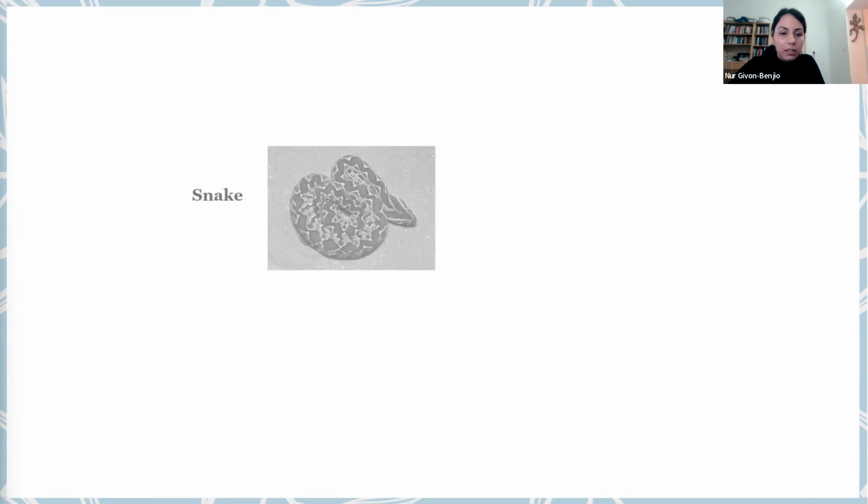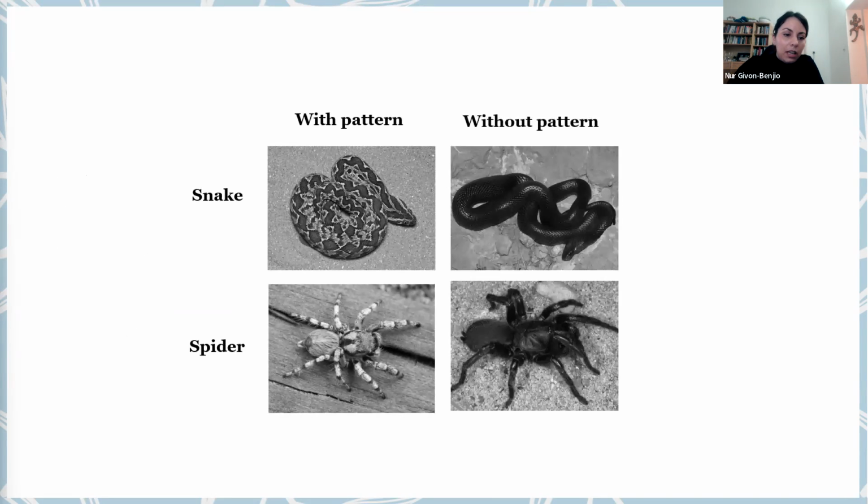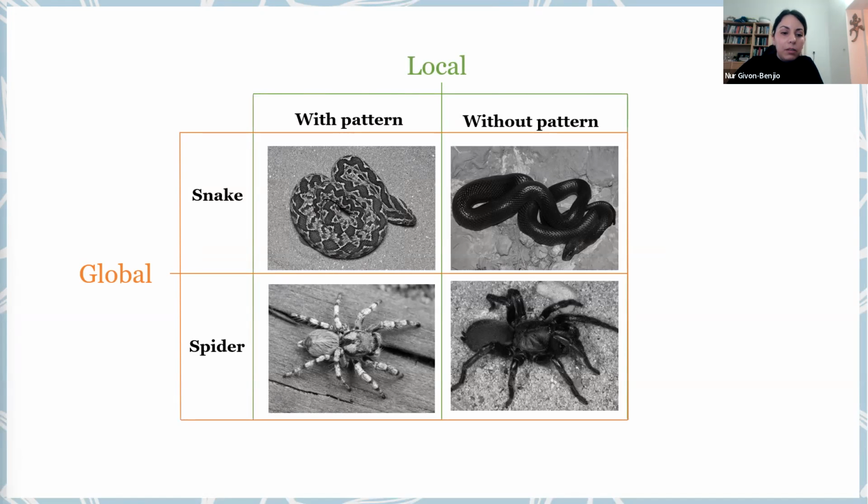We conducted a rather simple, straightforward task. In each trial, a picture appeared at the center of the screen depicting a snake or a spider. The animal appeared with a pattern or without a pattern. In the global condition, participants were asked to identify the animal, spider or snake, while ignoring its pattern. In the local condition, participants were asked to identify whether or not the animal has a pattern while ignoring the type of the animal. Participants were asked to go as fast and as accurately as possible. Blocks were presented in a random order.